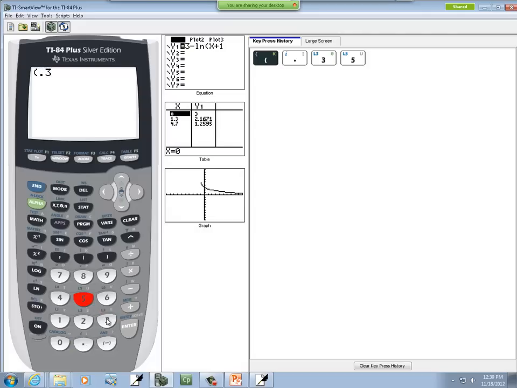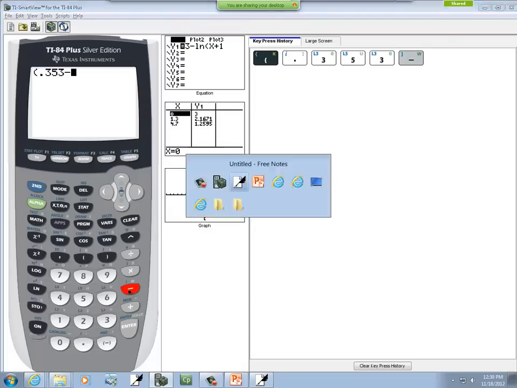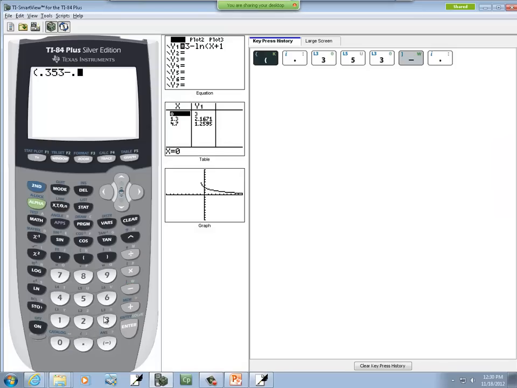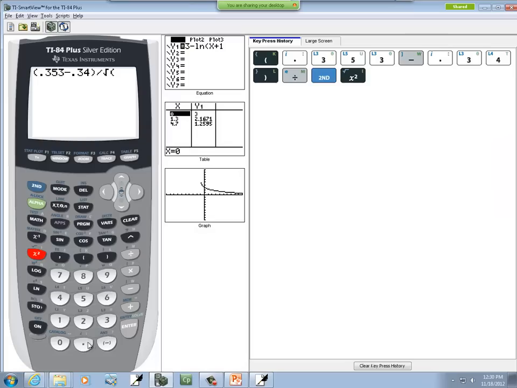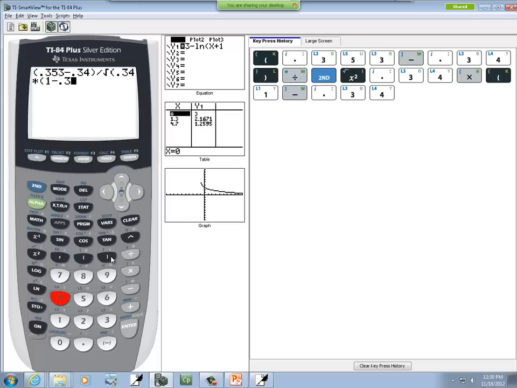0.353 minus 0.34, divided by. The reason why is that the bottom part, even though there's more than a single number down there, is all enclosed within the square root. And then we've got 0.34 times, beginning parentheses, 1 minus 0.34, closing parentheses, divided by 500.